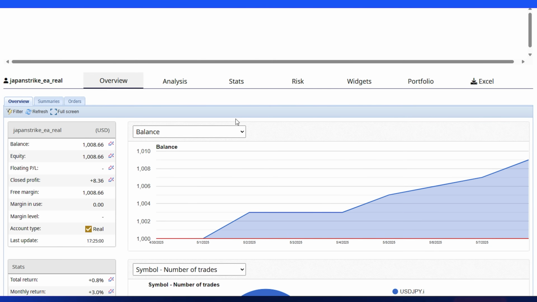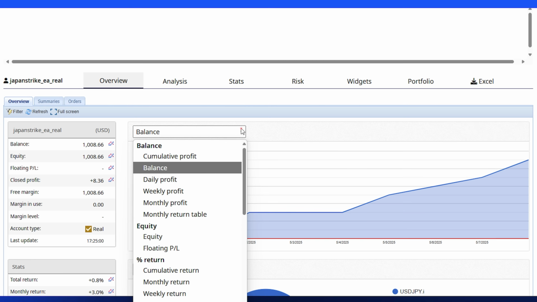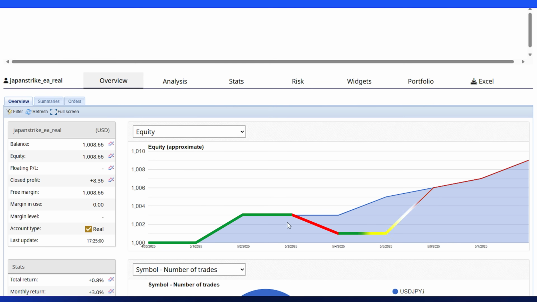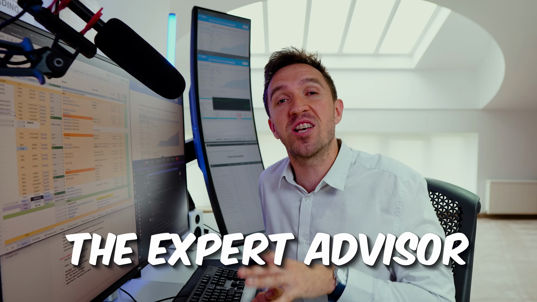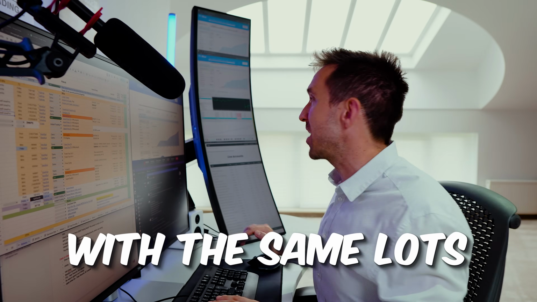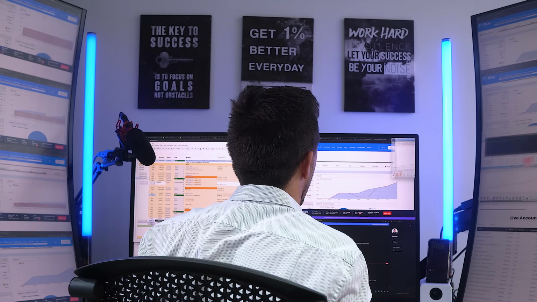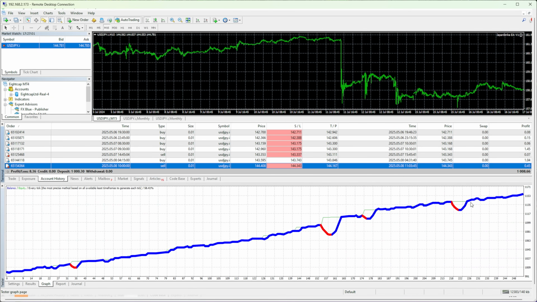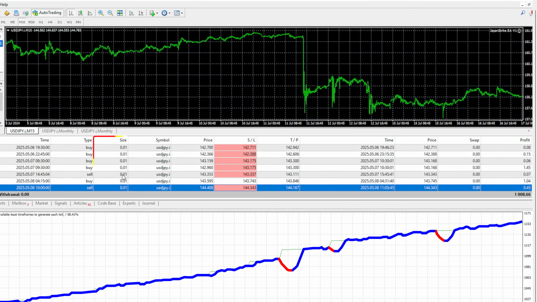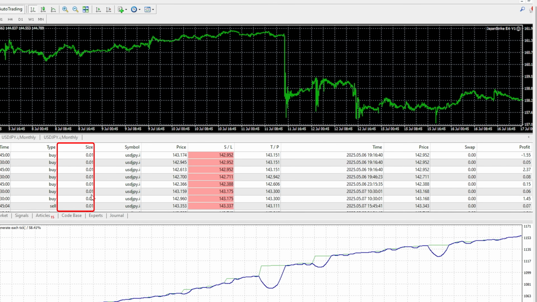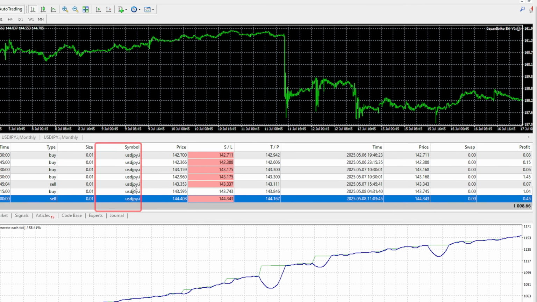And you will see that if I switch to the equity, we don't have huge drawdowns. There was one at that point, but it is a very small drawdown because the expert advisor keeps trading with the same lots. If I bring this VPS on my recording screen, you will see that here is the backtest of the expert advisor, but the important thing is that it's trading just with 0.01 lot for the dollar yen, and it uses a trailing stop loss very successfully.